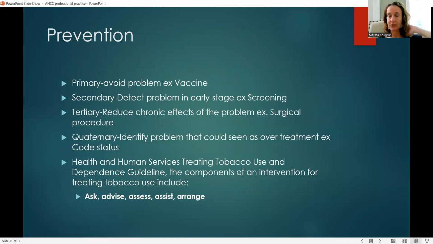So prevention, I think we're pretty comfortable with this, but I feel like the questions on the exam might be a little tricky. So primary is you avoid the problem, secondary is to detect, tertiary is to reduce chronic effects, and quaternary is to identify problems that could be seen as overtreatment, like code. I've had a question about if you are obese and you're exercising, what level of prevention is that? And I think it's secondary because you already have the problem and you are in the process of fixing it.